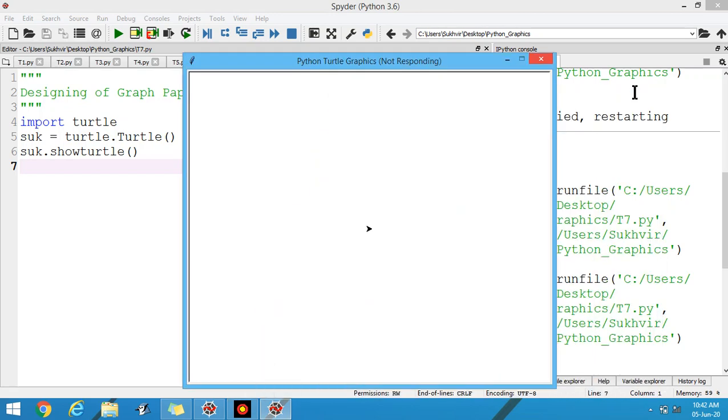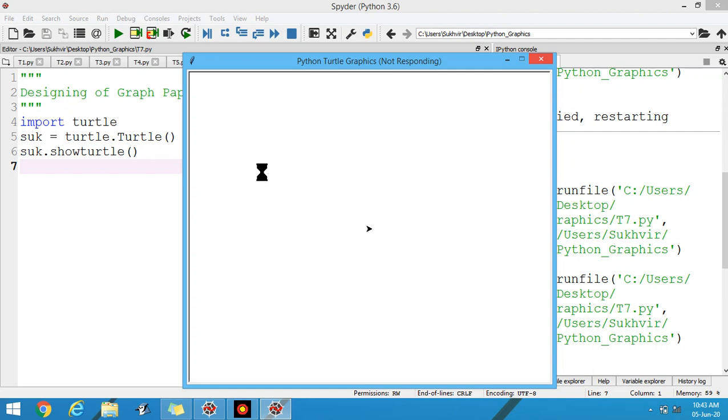Hello students, let us start with today's video of designing graph paper using turtle. This is the position of the turtle at the center of the screen, and we have to start designing the lines from this point. Suppose we have to design the line horizontally first, and then the lines like this, means vertical lines and horizontal lines are required.